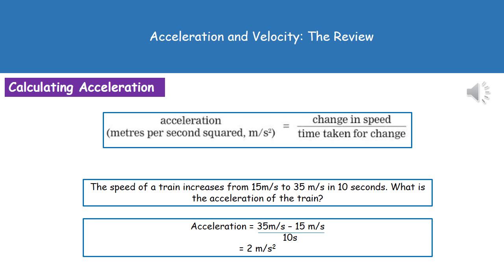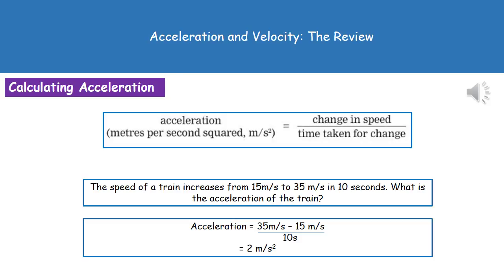The equation we actually need then to calculate our acceleration is again found on page 2 of your exam booklets. But so we understand it, we'll go through it now. Acceleration, which has the units of meters per second squared, equals the change in speed divided by the time taken for the change. Now first thing to notice there is it is the change in speed. So don't just look at the final speed, it's the difference between the speed the object starts at and the speed it finishes at.